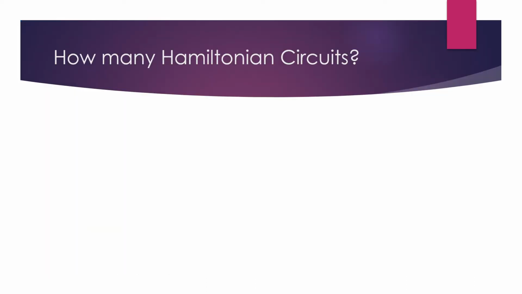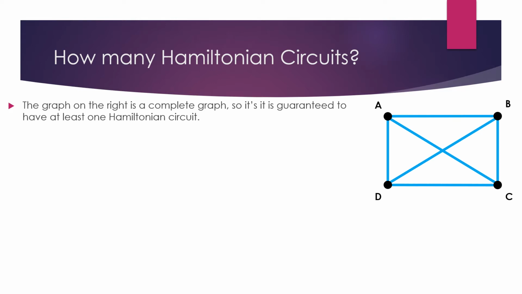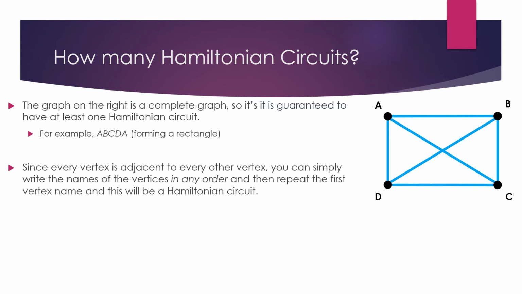Here is a good question: rather than just saying, well, I know there's 1, how many are there? Well, the graph on the right is a complete graph, so again, guaranteed one Hamiltonian circuit. But the real question is, how many can I reasonably make? So I could form A, B, C, D, A, that's the rectangle shape. That's pretty reasonable. And every vertex is actually adjacent to every other vertex because that's the whole point of a complete graph.